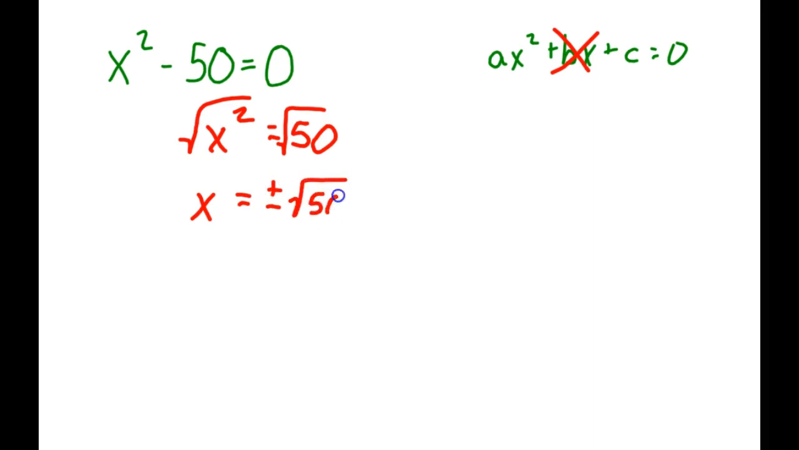And then the last thing we would have to do is just simplify this expression. We can break the square root of 50 down into the square root of 25 times the square root of 2, because the square root of 25 is just 5. So then our final answer would be x equals plus or minus 5 times radical 2. So in this type of situation, it's really easy to solve for those x values: get the constant to the other side, and then take the square root of both sides of the equation and simplify.